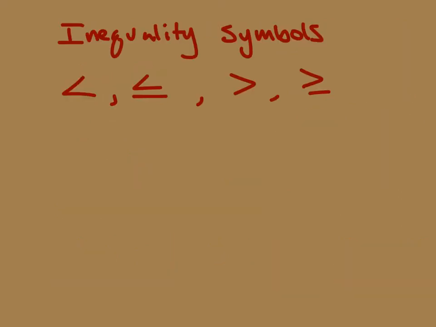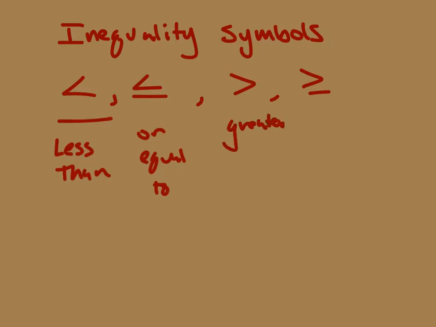So we have 4 inequality symbols. This one here is called less than. And then this one here is less than or equal to. This one here is greater than. And if it's got the line underneath it, then it's greater than or equal to.